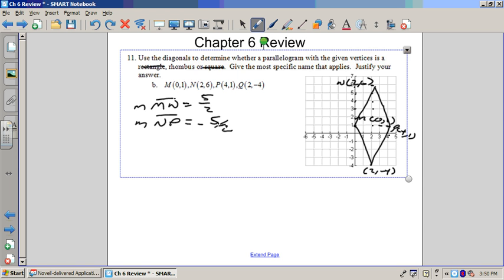Okay, what about a rhombus? Well, if I look at my right triangle, this is 5 and this is 2. 25 plus 4 is 29. That's distance. We're going to find out that MN is the square root of 29. And we should be able to quickly find out, using this right triangle, that NP is also the square root of 29. If these two sides are congruent and it's a parallelogram, the opposite sides also have to be congruent. This figure is a rhombus.